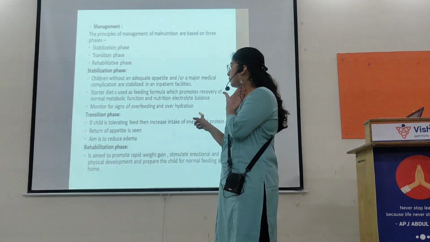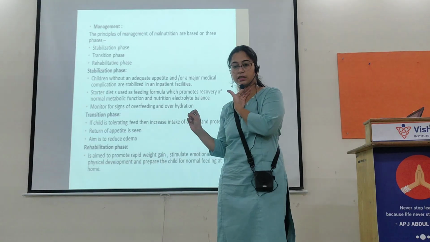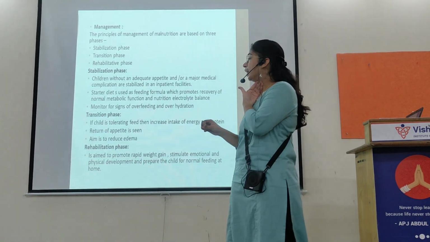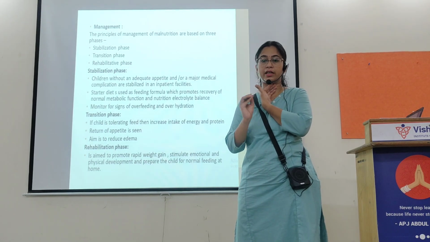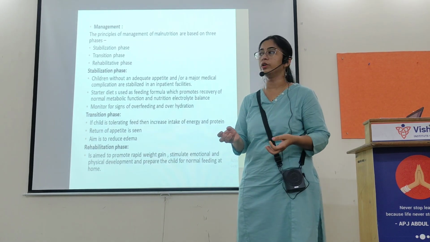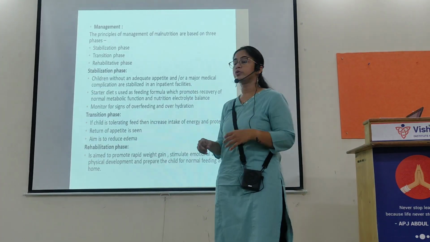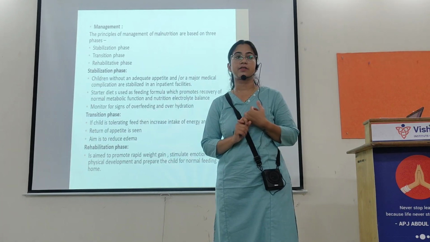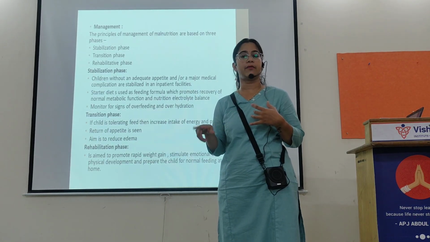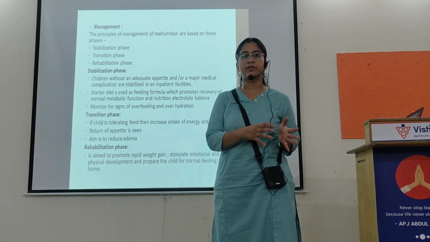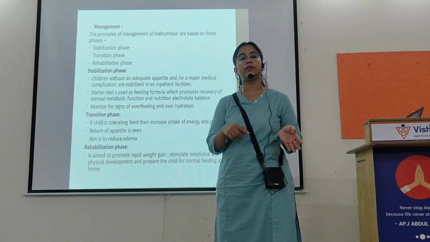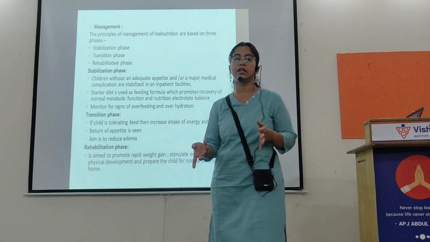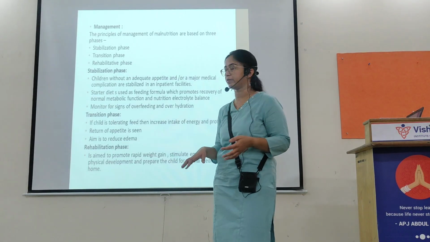So return of the appetite is seen in this condition, and also the aim is to reduce the edema. So electrolyte balance and protein intake is given more in amount to reduce the edema. So usually the protein intake in this child is weight multiplied by 1. So what if the child's weight is 13 kg, so you have to include 13 multiplied by 1, that is 13 gram protein in his diet.